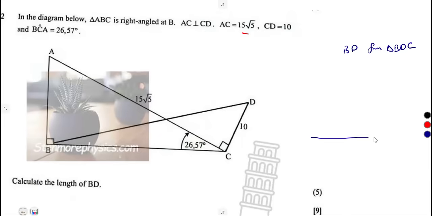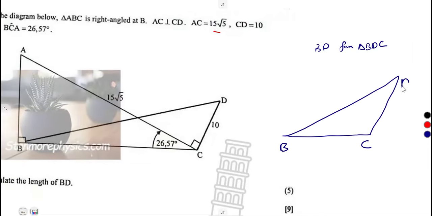All right, there is a straight line, something like this. This is our B, this is our C, and this is our D. So we are given the length CD, which is 10, and the angle BCD is a combination of these two angles, 90 and 26.57. So you add these two, 90 degrees to this one, and it is going to be 116.57 degrees. So that's our angle C, this one, BCD.